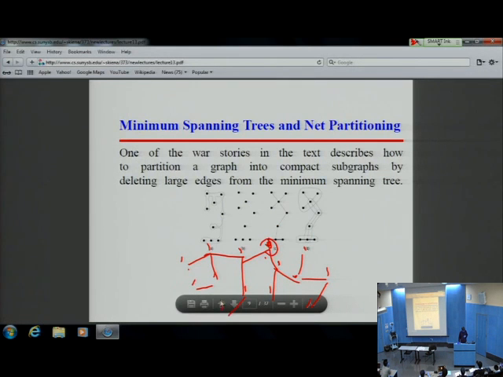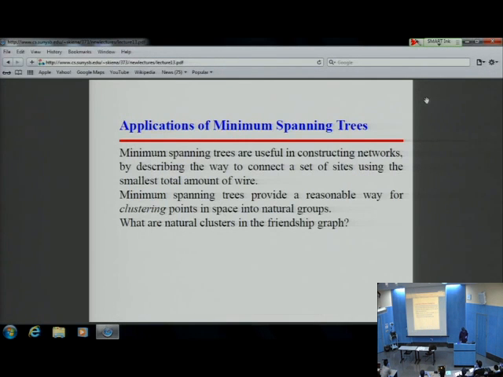Let me show you one other. Maybe I'll talk it through. One other common application has to do with clustering, data clustering. This is something you probably will do.